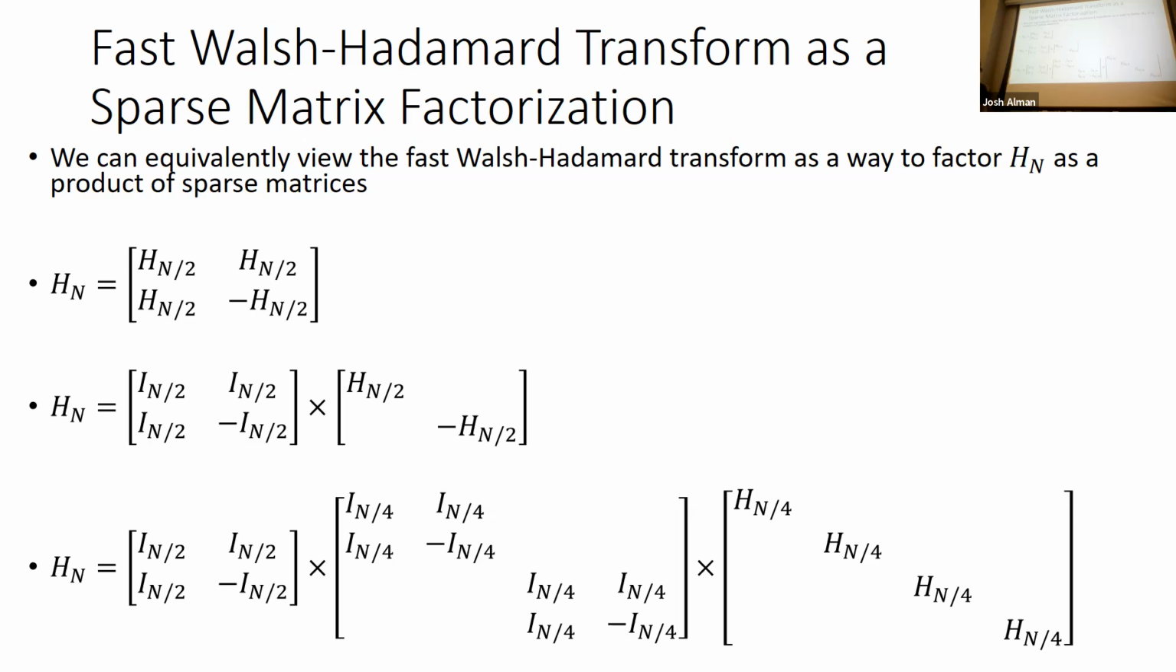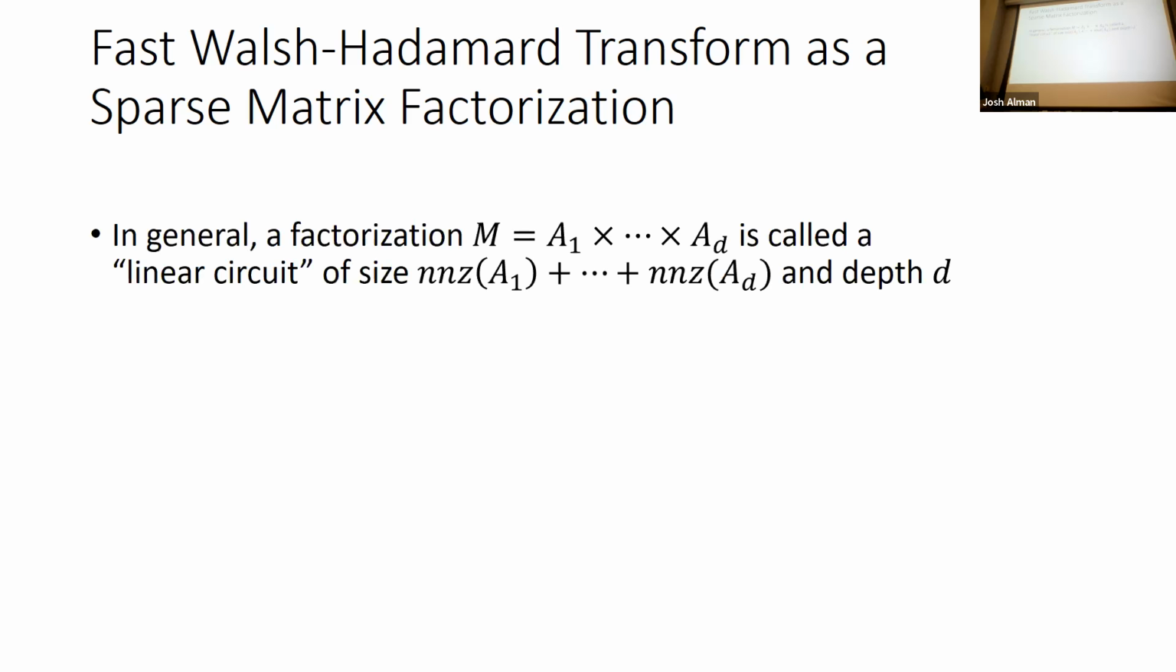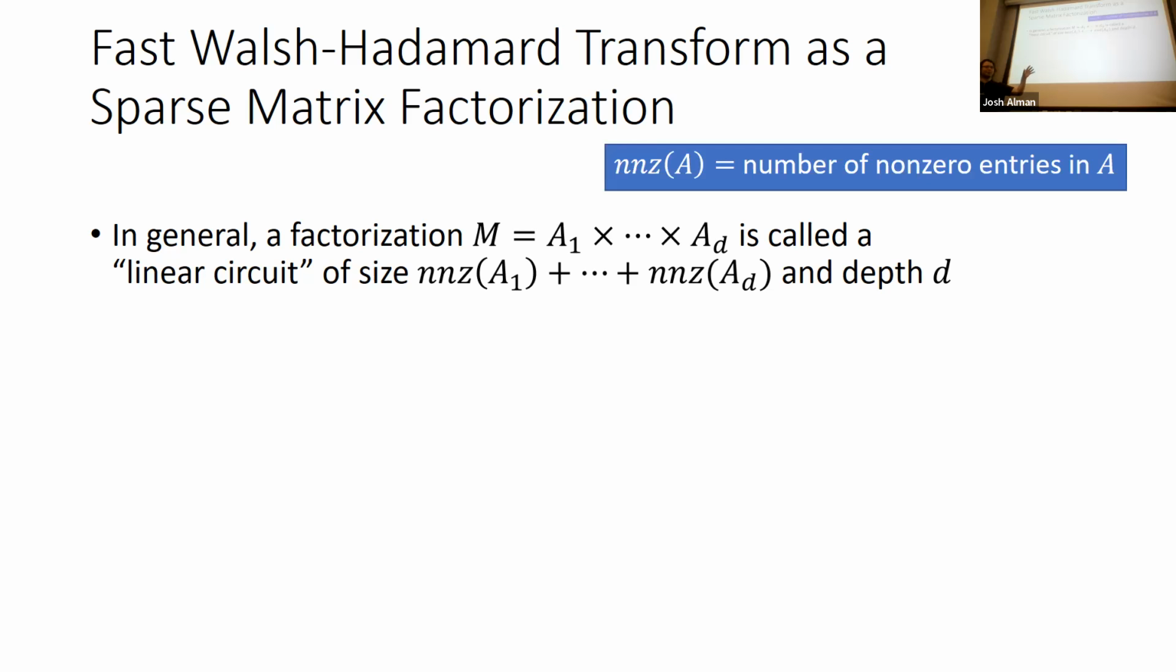Okay, so these factorizations of an important matrix as a product of a bunch of sparse matrices are pretty well studied, and they're usually called a linear circuit for computing the matrix. So you say if you have some matrix M and you factor it as the product of d sparse matrices, we call it a linear circuit where the depth is d, the number of those matrices, and the size is the sum of the number of non-zero entries in each of the matrices.